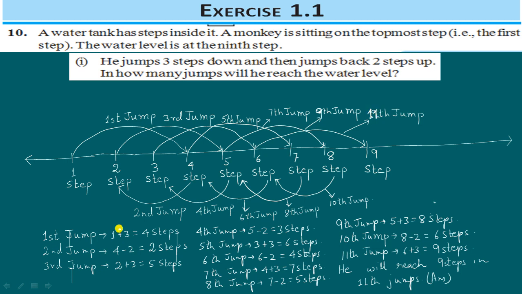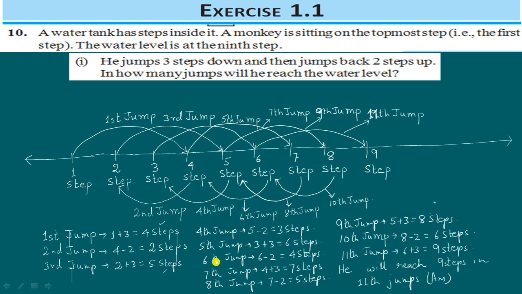Right, let us see how we are finding this. In the first jump he goes 1 plus 3, that is the fourth step. The second jump he goes 4 minus 2, that is the second step. Third jump he goes 2 plus 3, fifth step. In the fourth jump he goes 5 minus 2, that is the third step. In the fifth jump he goes 3 plus 3, that is the sixth step.